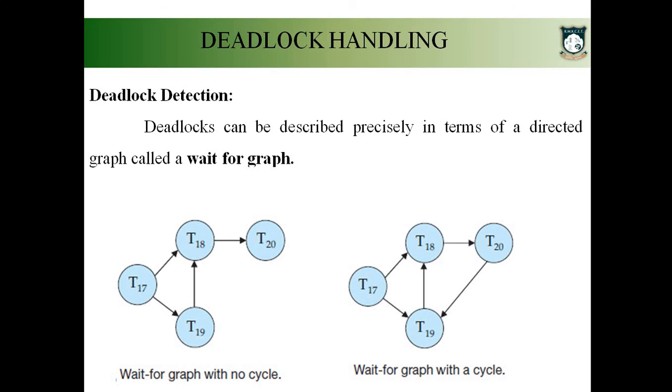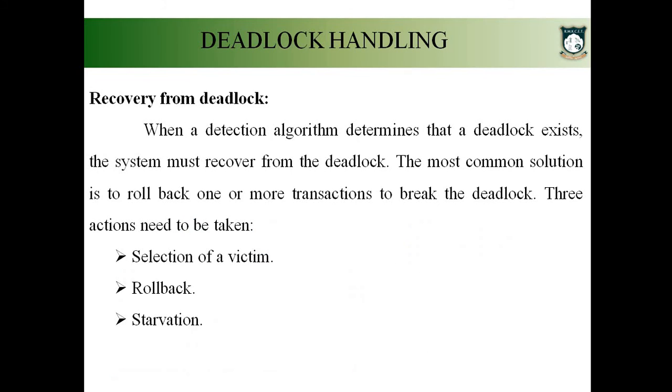Okay. See, whenever you choose a victim, you should ensure that a particular transaction is not always chosen as the victim. If you choose a particular transaction whenever deadlock occurs, then obviously what happens? It leads to starvation. So we have to ensure that starvation doesn't occur. So once after choosing a victim, the next thing you can do is go for rollback. When we say rollback, either we can go for total rollback or you can go for partial rollback.